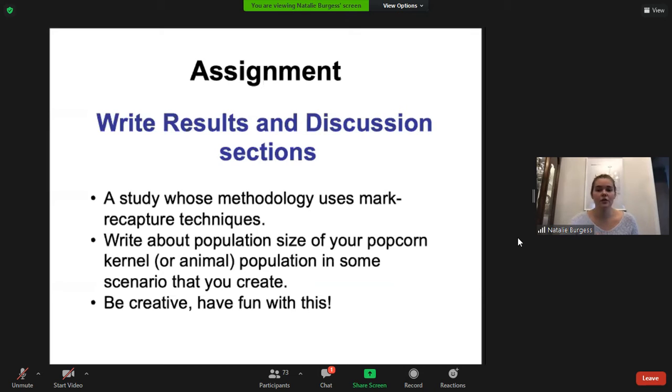So you're not necessarily going to write about the exact techniques per se. You can write about population size, a measure of abundance, of your popcorn kernels, for example, in some scenario that you create. So for example, you could write about variation in kernel abundance among microwave popcorn brands, with the brand as your study location. You can even create your own animal if you don't want to use popcorn kernels. But basically be creative and have fun.